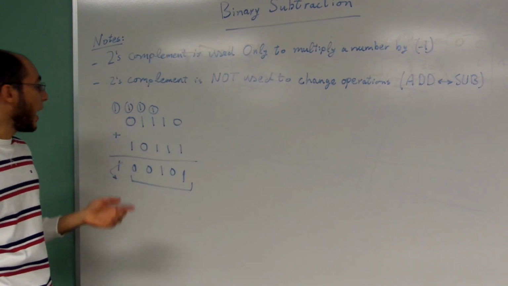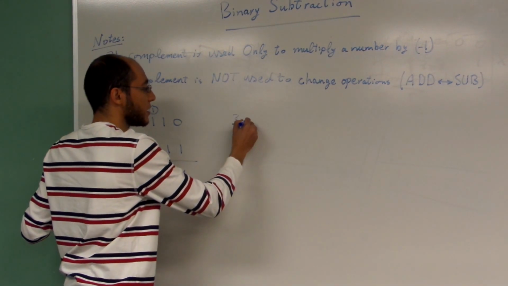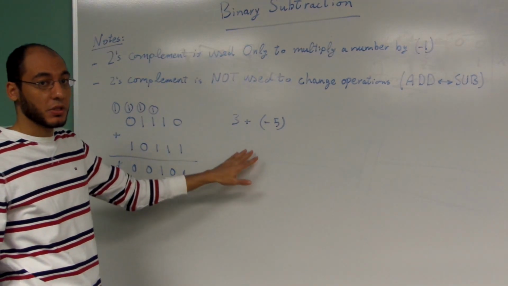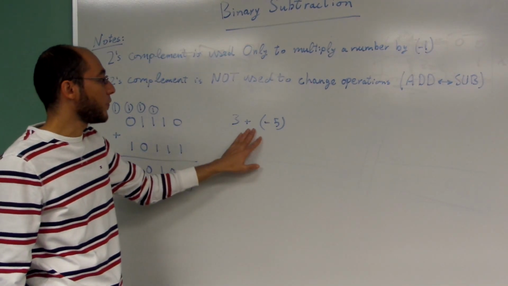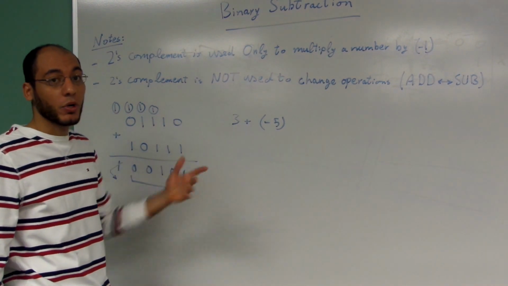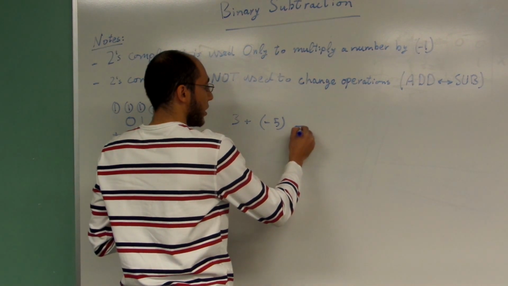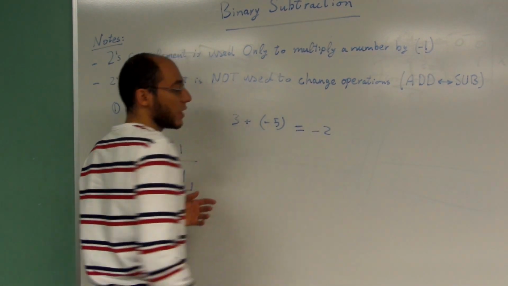Why should I convert it? I want to subtract. It is the same as if I gave you 3 plus -5. How are you going to do this? You're going to do basically a subtraction operation. You're going to convert this addition to a subtraction. However, one of the other ways to do it is to do this addition directly. 3 plus -5 is -2.